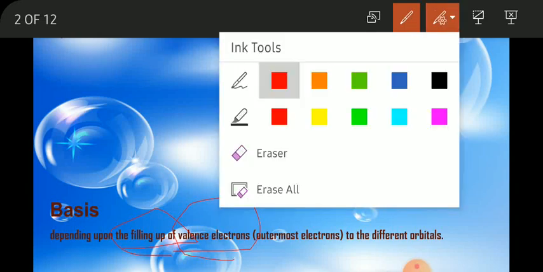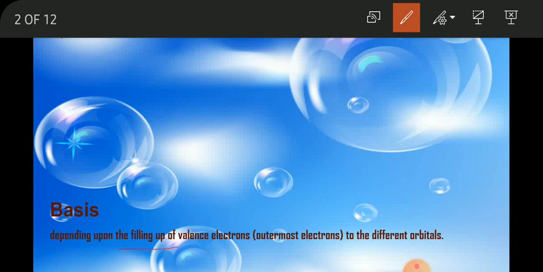Okay, so on what basis have they done it here? So the classification is done based on filling up or entry of valence electrons. Valence electron, we call it an outermost electron, we call it the last electron, we even call those electrons differentiating electrons. Okay, so filling up of valence electrons into different orbitals.